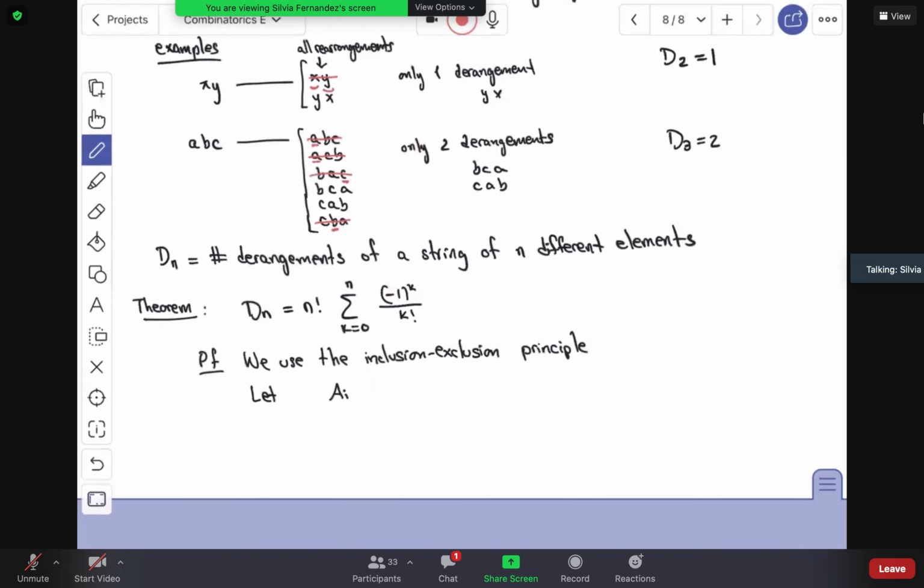Try to remind yourselves of the notation that we have. What would be your set A_i? You're trying to make your sets whatever you want to exclude. Okay, so I'll continue right here.